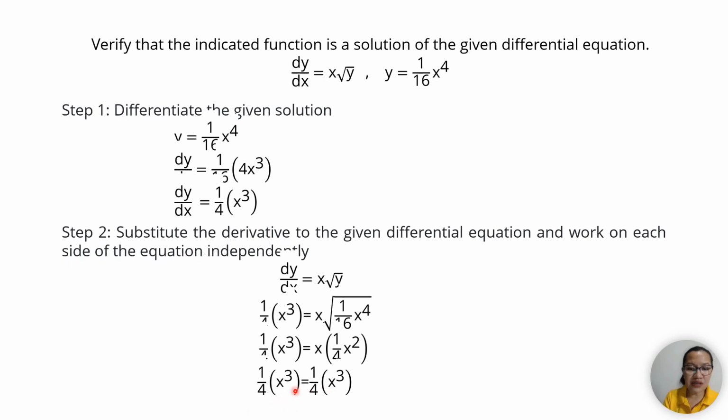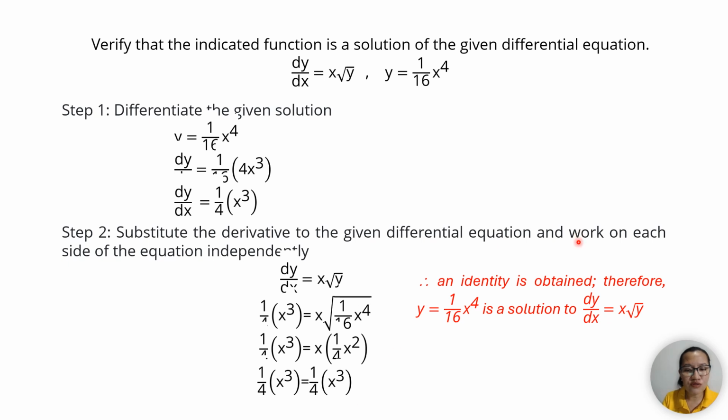So we're able to make an identity. Again, we manipulated both sides of the equation, but we didn't transfer any term from one side to the other. It has to be done on each side of the equation independently. And so we were able to make an identity. So we conclude that the given relation y equals 1 over 16 x to the power of 4 is a solution to the differential equation dy/dx equals x square root of y.